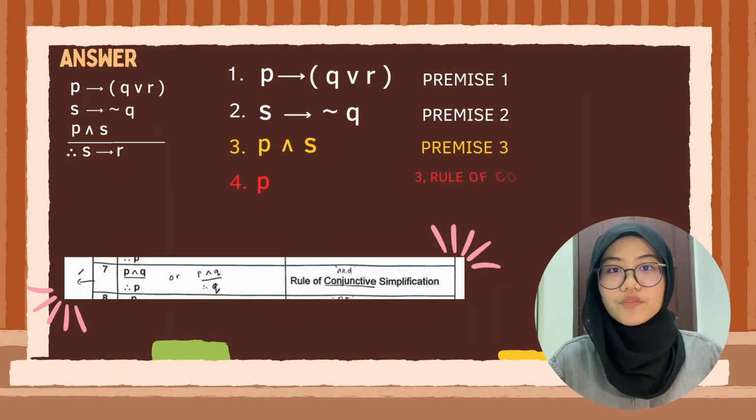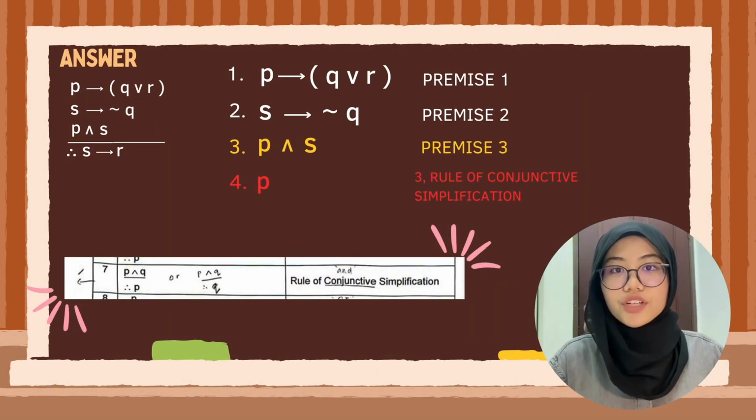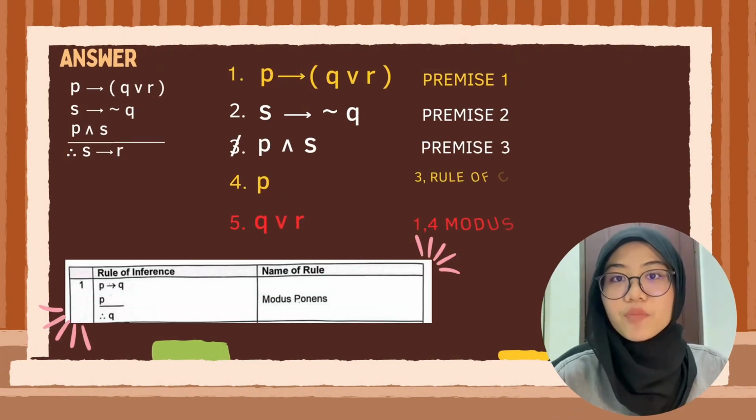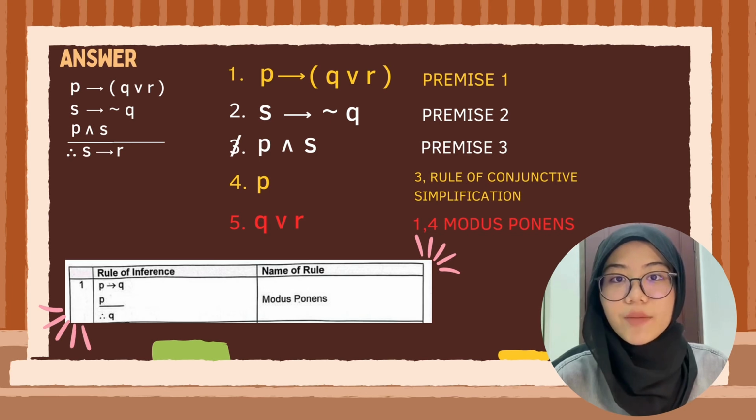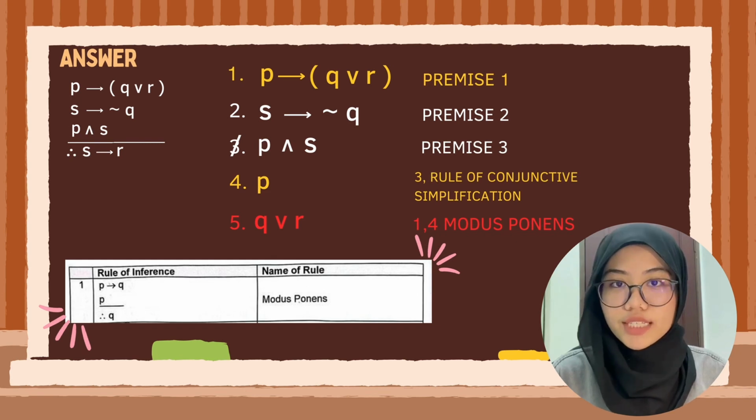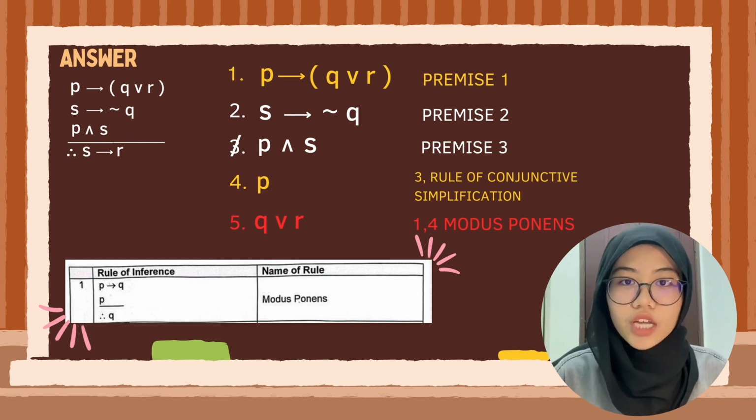Next, for number 4, we will use rule of conjunctive simplification at number 3, which is P and S, that is marked as yellow color. Hence, we will get P. After we have used some premises, we can cancel them out as I mark at number 3. Next, for number 5, we will use modus ponens at number 1 and 4, that is marked as yellow color. Hence, we will get Q or R.